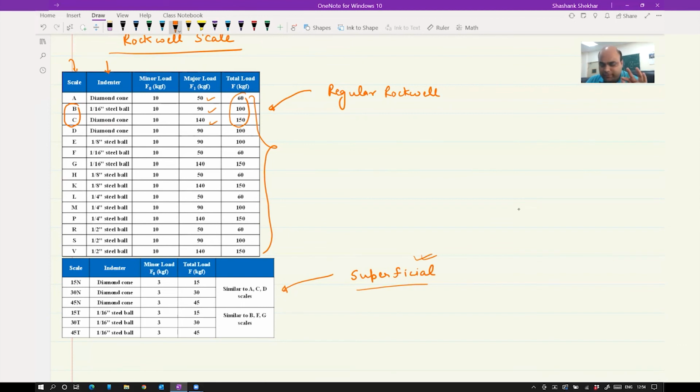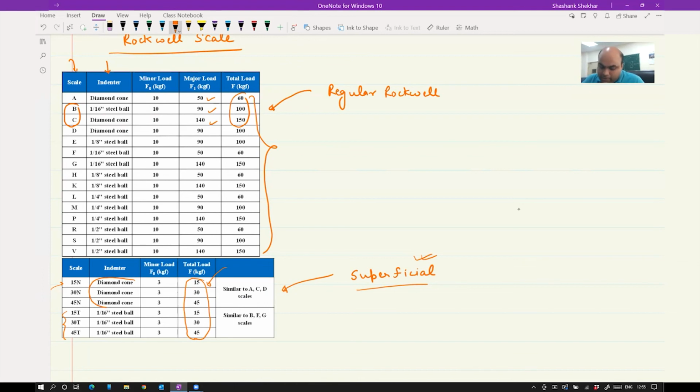Now, superficial came into the picture especially when you want to do hardness testing of, say, electroplated materials, thin films, etc. Here the requirement is that you don't want to go to a very high depth, so you need to reduce the load. In the regular one, it was a very high load, starting from 60 kgf and going up to 150 kgf. Here in superficial, it starts at 15 and stops at 45 kgf. The scale names are given as 15, 30 and 45, and that indenter will be a diamond cone. And when we have T, then it will be a steel ball.